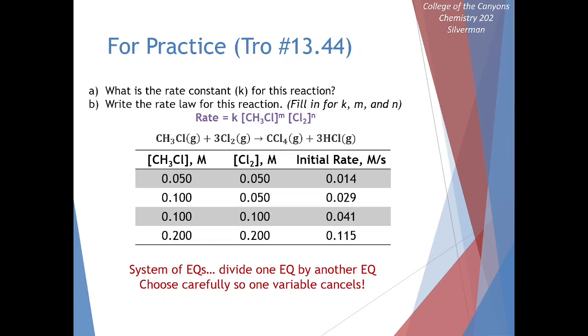In this case, since we have 3 unknowns, we want to choose carefully. If we choose carefully, we can get all but a single variable canceling out when we're doing this. Please do try your hand at this, and we will go through this problem and similar problems together in class.